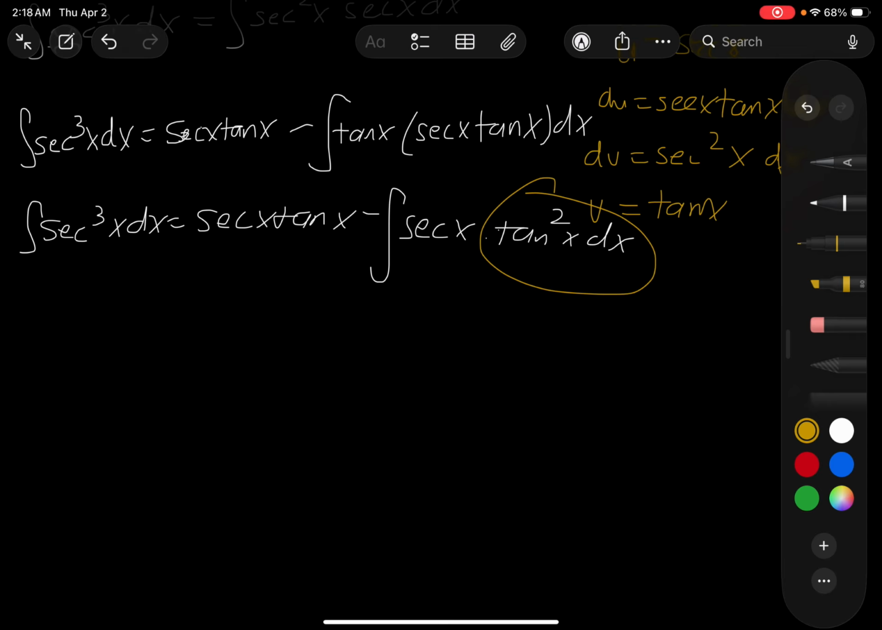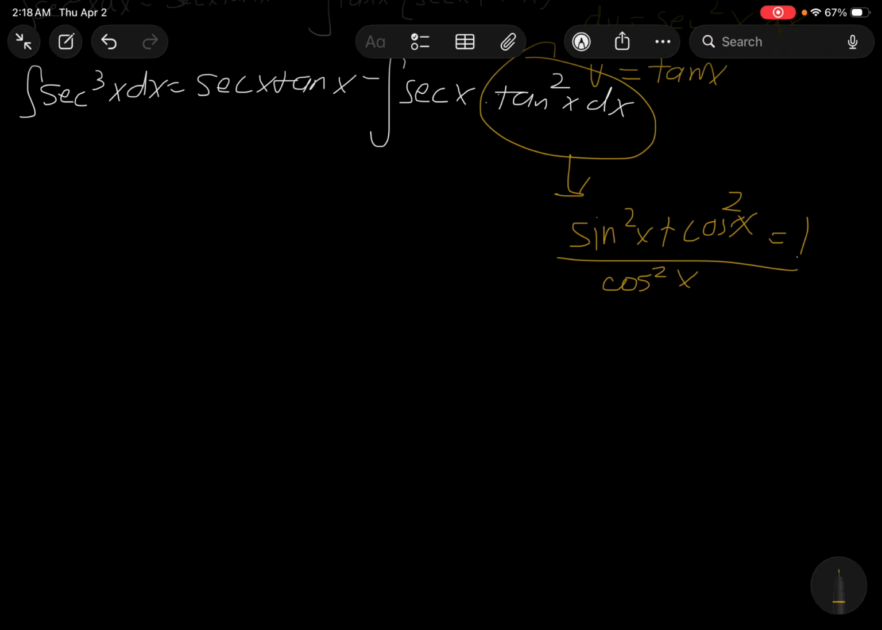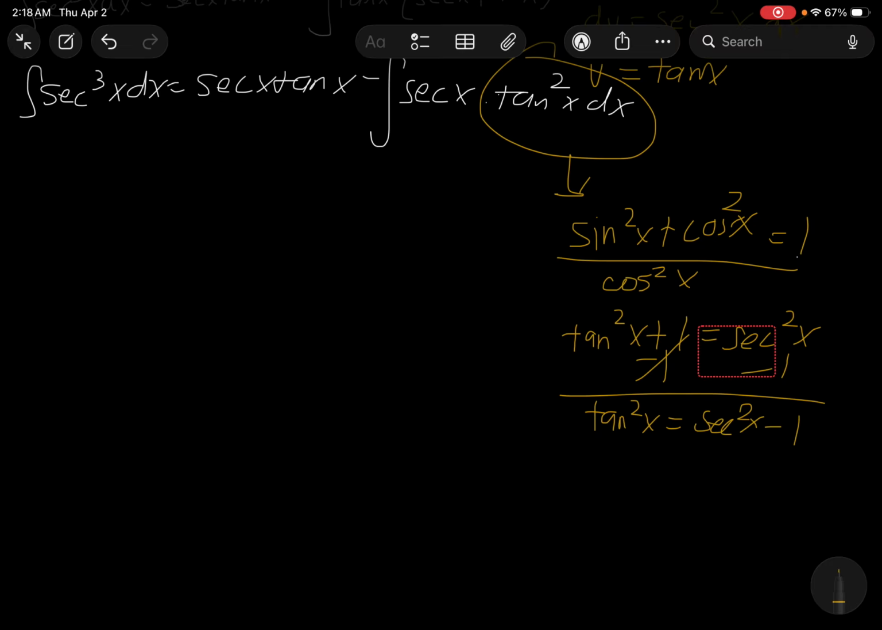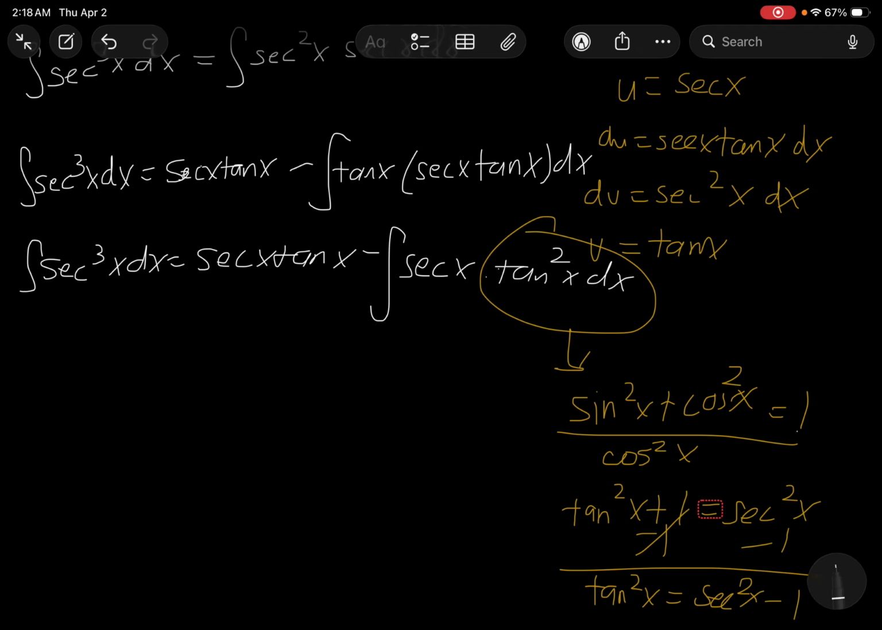Now this can be rewritten using one of our trig identities. Sine squared x plus cosine squared of x is equal to 1. Sine over cosine is going to equal tangent, so we're going to divide everything by cosine squared of x. Tangent squared of x plus 1 equals secant squared of x. Subtract 1, which gives us that. Now we're going to reinforce that back into our equation.